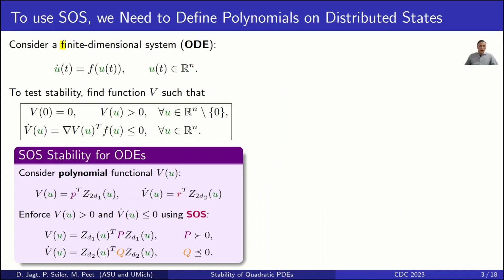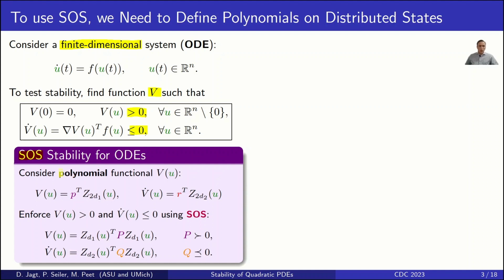So if we consider a finite dimensional system, an ordinary differential equation, we know that we can test stability by looking for a Lyapunov function. So a function V which is positive definite, but which decreases along solutions to the system. Now, to test for existence of such a function, we can use the sum of squares approach.